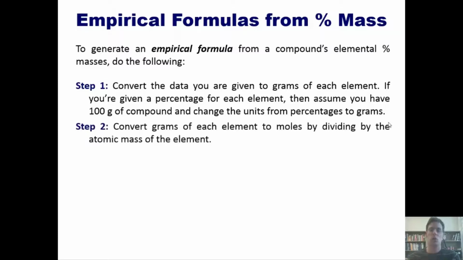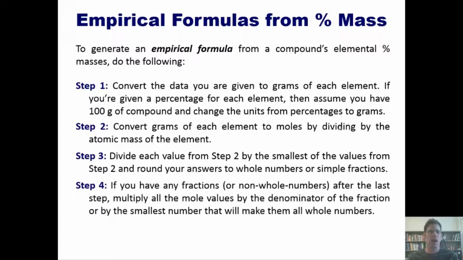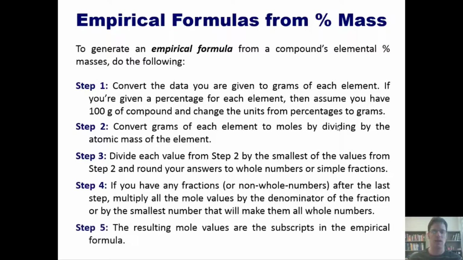Next, convert grams of each element to moles by dividing by the atomic mass of the element. Next, divide each value from step 2 by the smallest of the values from step 2, and then round your answers to whole numbers or simple fractions. Next, if you have any fractions or non-whole numbers after the last step, multiply all of the mole values by the denominator of the fraction, or by the smallest number that will make all of them into whole numbers. And then last, the resulting mole values are the subscripts in your empirical formula.